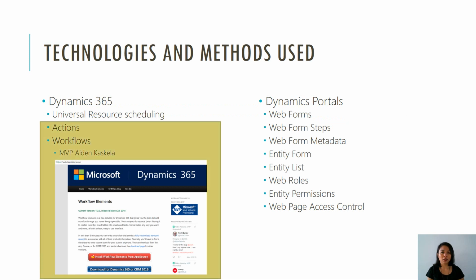So the technologies and methods that I've used for this grant application management solution are Dynamics portals, Dynamics 365, and universal resource scheduling, which I showed you in my part 1 vlog. What I'm going to go through today is the remainder of the application process and the challenges that I faced, and how I got around them by using a combination of actions and a custom workflow activity from Workflow Elements, which is built by a fellow MVP, Aiden. I'm happy to show you how that custom workflow activity step works today.